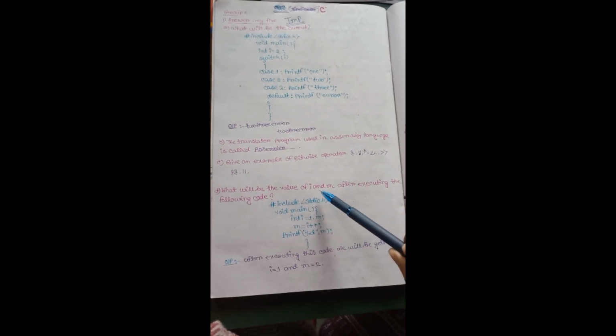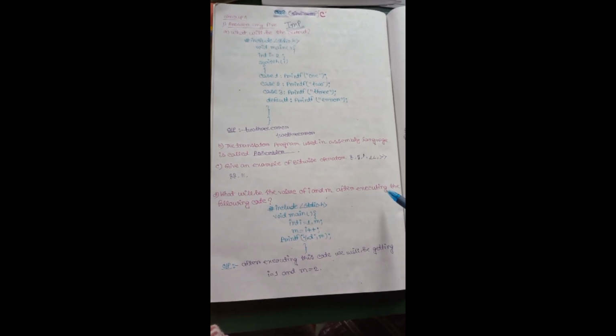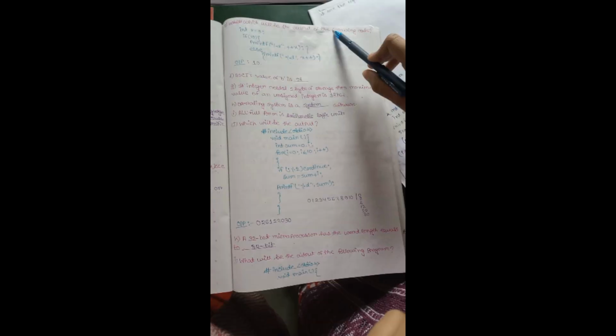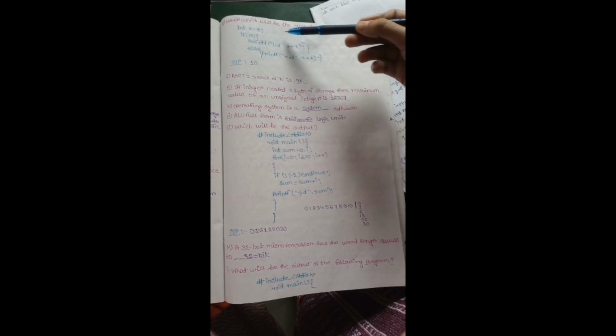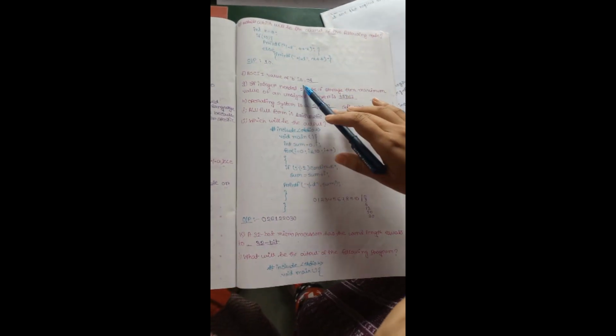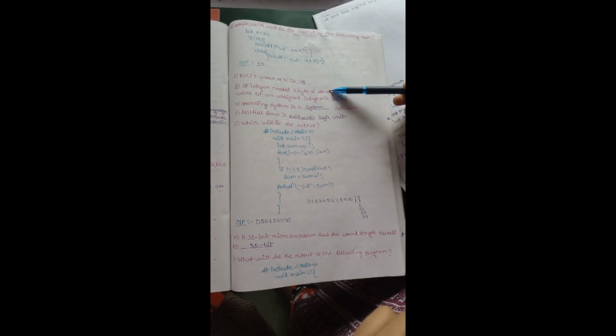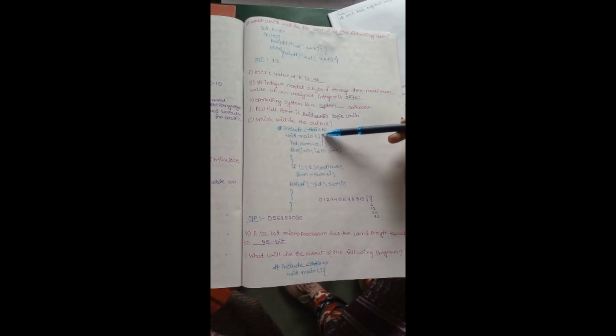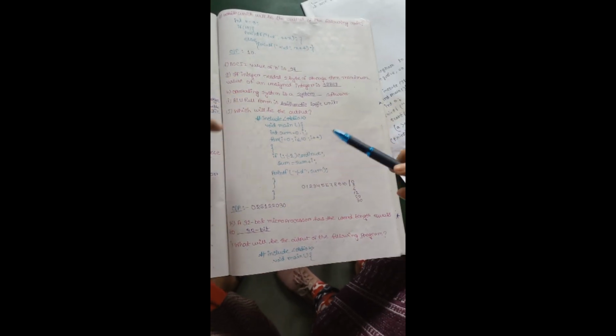What will be the value of I and m after executing the following code? This is the code and this is the output. Which will be the output of the following code? This is the code and this is the output. ASCII value of b is 98. These are the questions, and this is the same. This is the code, this will be the output.